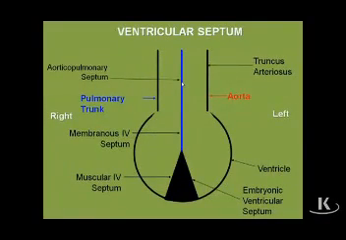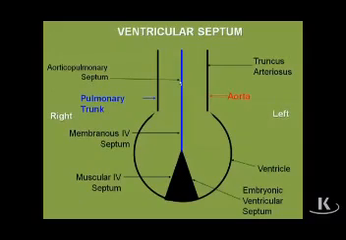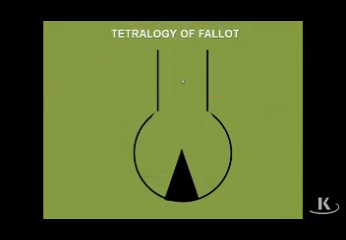And we'll start off by using as a model for these defects the most common of the cyanotic defects, which is called Tetralogy of Fallot. So let's talk about Tetralogy of Fallot and see how that develops. Now, the word tetralogy, tetra meaning four, suggests that there are four components of this defect. And those four components are pulmonary stenosis, overriding aorta, ventricular septal defect, and right ventricular hypertrophy.